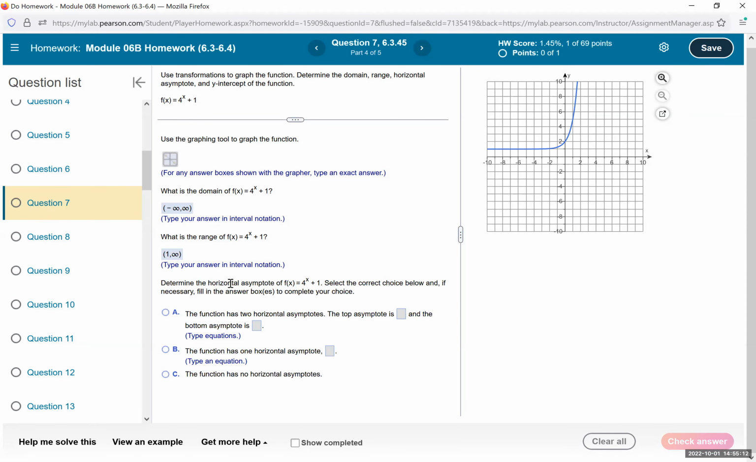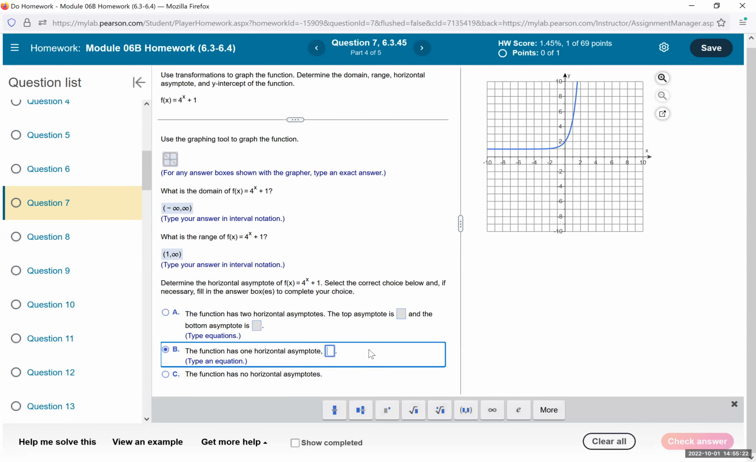All right, determine the horizontal asymptote. Well, I mean, they could have asked us about this before. The only thing we have to be careful of, wait, it has 1. The thing that we have to be careful of is this one did not say y equals. So we have to put y equals 1.